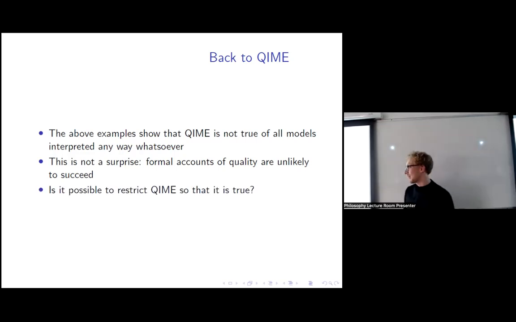But as I said, it might be possible to restrict Quine so that it becomes true. And I think that is possible. I think then the question is, what is the thing that makes it true?